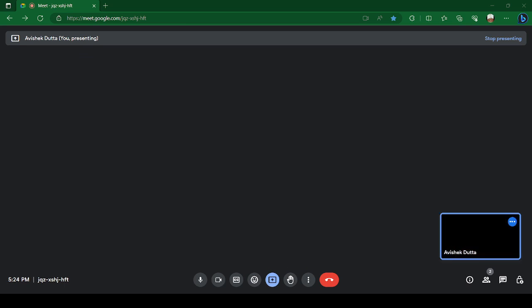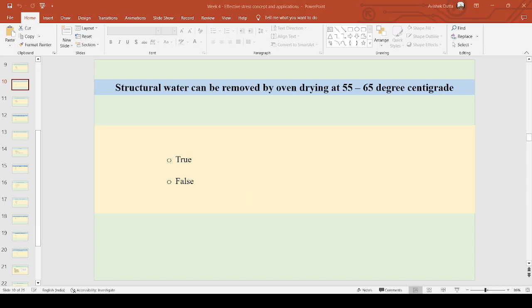Structural water can be removed by oven drying at 55 to 65 degrees centigrade. Is this statement true or false?